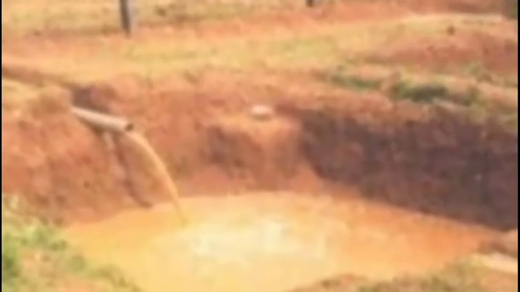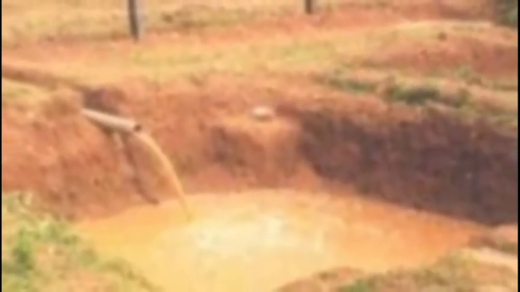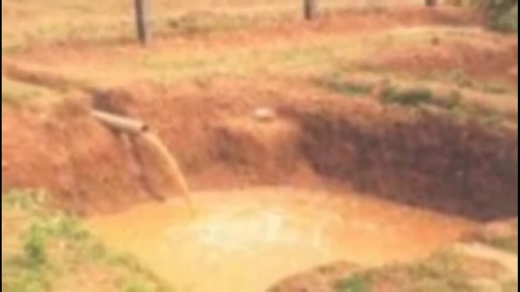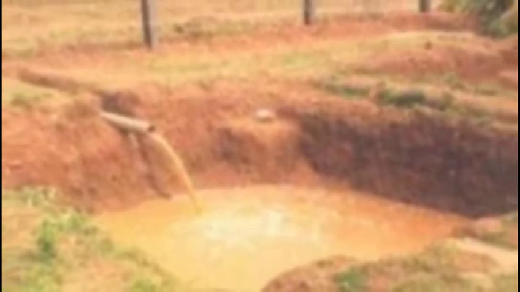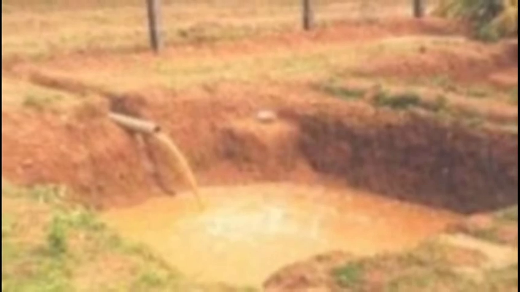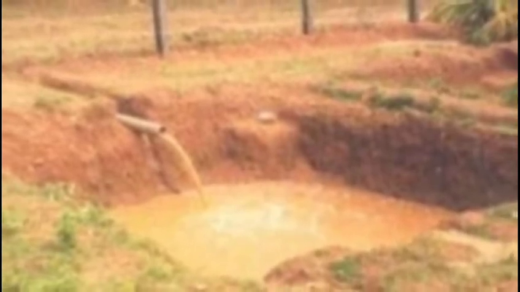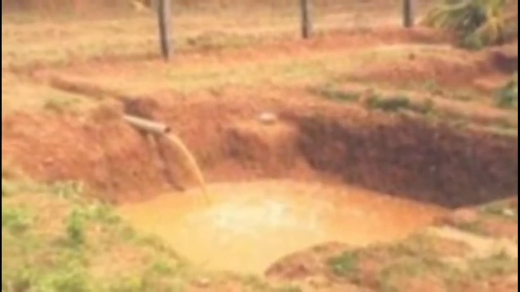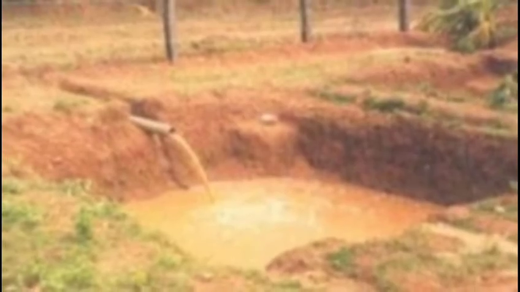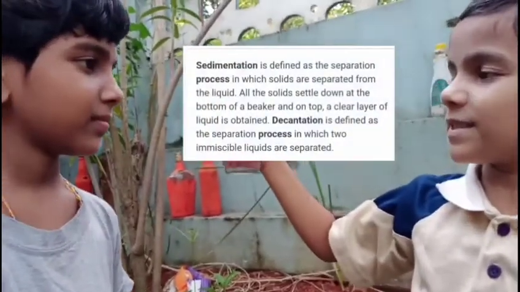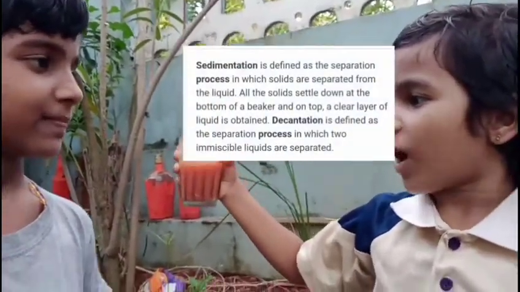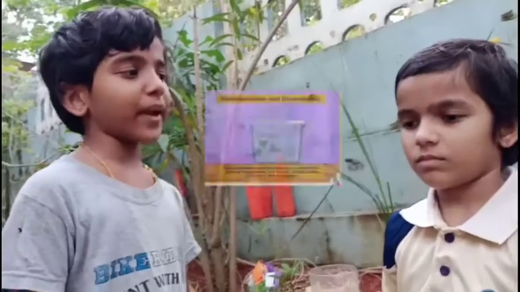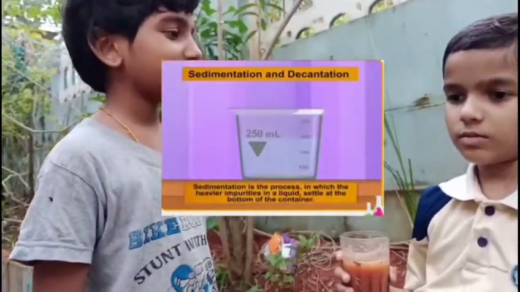Children, after heavy rain, the pits are filled with muddy water. Two six-year-old inquisitive girls try to get clear water from muddy water. Let's see the steps they followed. This is muddy water. It is mud mixed with water. How do we separate mud and water?